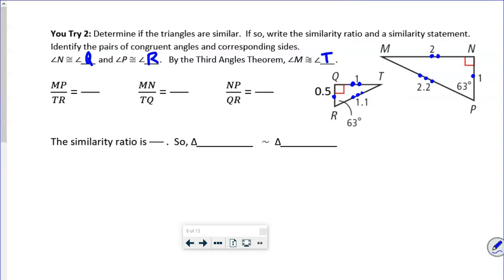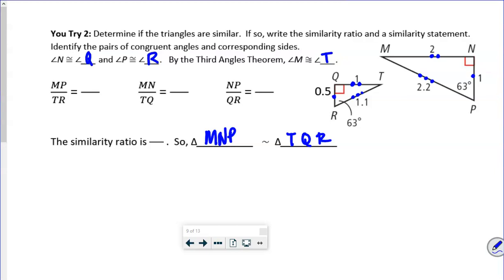Okay, now I want y'all to look again. So if we said MNP is congruent, or similar, sorry. MNP is similar to what? We started with the nothing, and then this we have, so that would be T. And then we had the 63, so no, we went to the right angle, so this is Q. And then we went to 63, right? Which would be P and R. There we go.